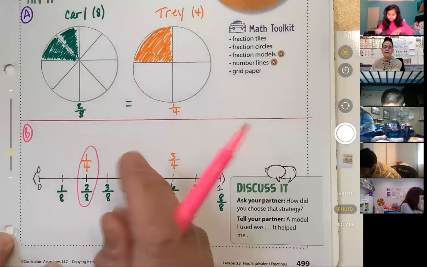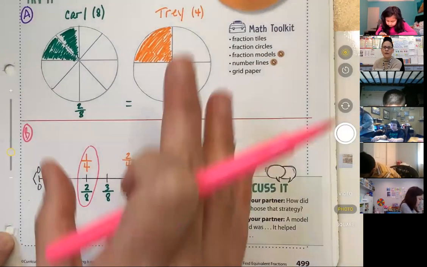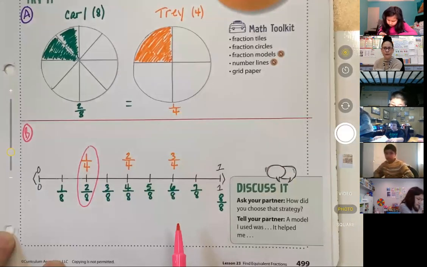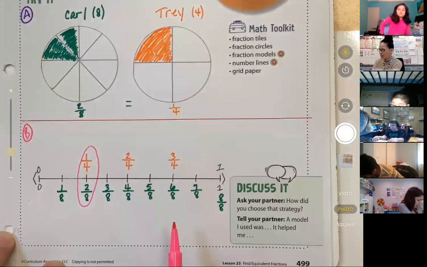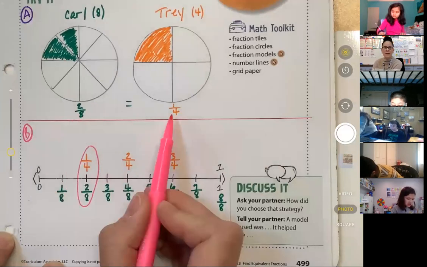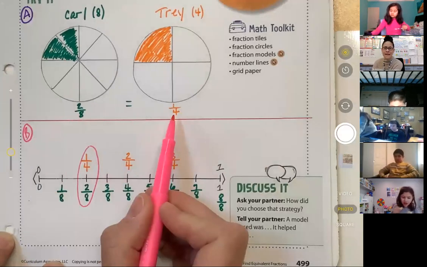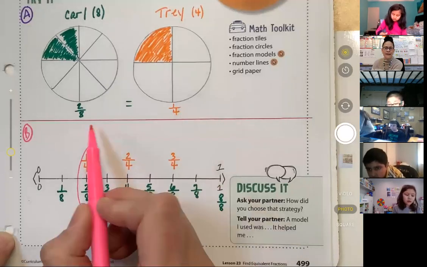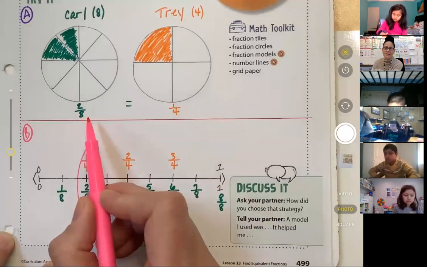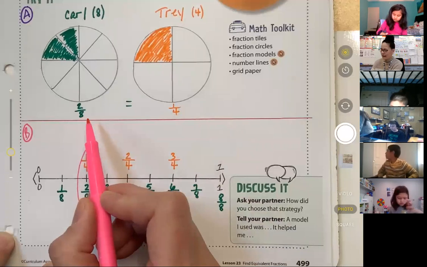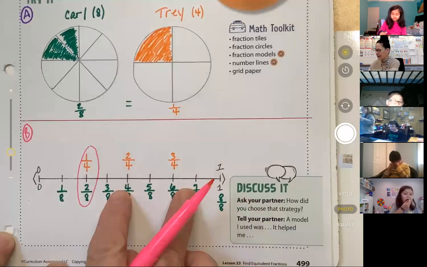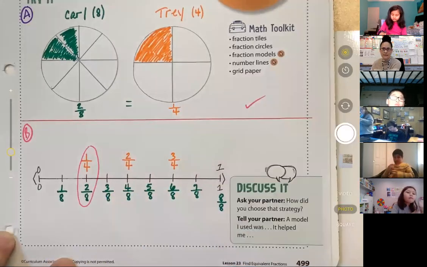Given these models, can we do our cross multiplication, our butterfly multiplication, to confirm that and check our work? Yes, we can. We can take this numerator and this denominator, and that product is 8. We can take this numerator and this denominator, and again, the product is 8. I have double checked my models, and I can confirm equivalency.